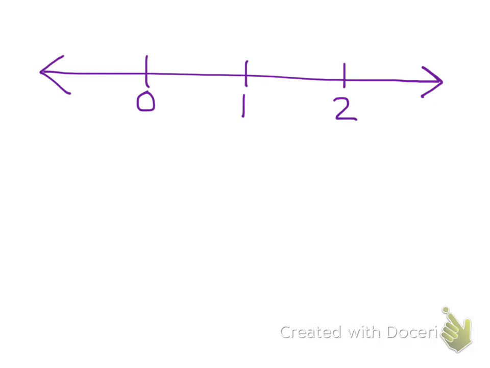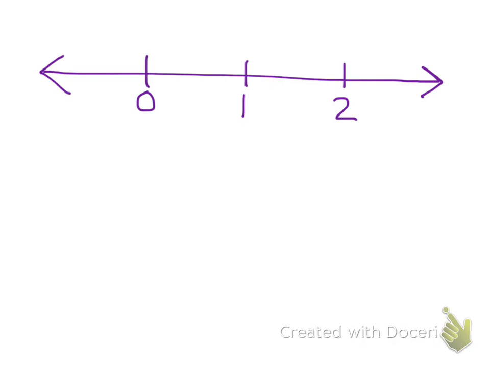So we've seen that some square roots of perfect squares are integers, like the square root of 4 is 2, because 2 times 2 is 4. But most square roots are going to lie between the integers on the number line. And that's what we're going to look at now.